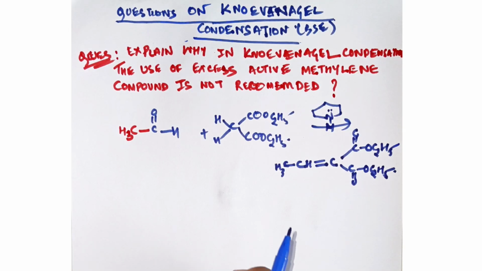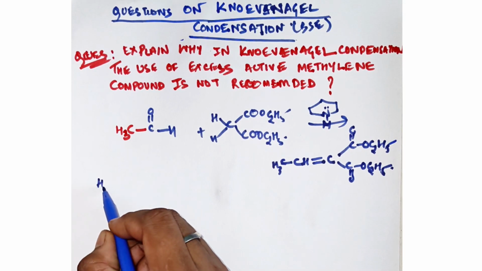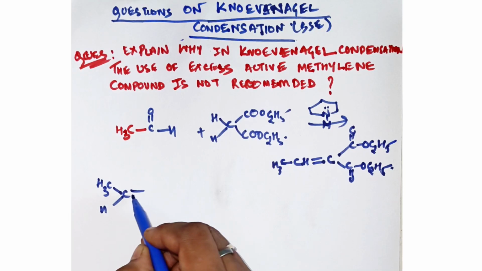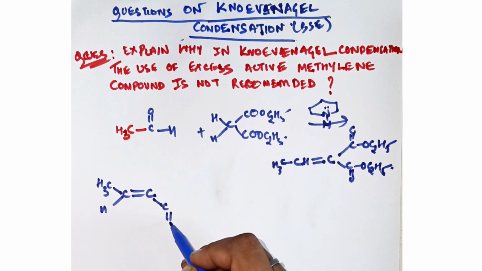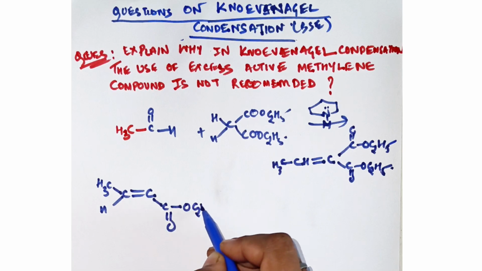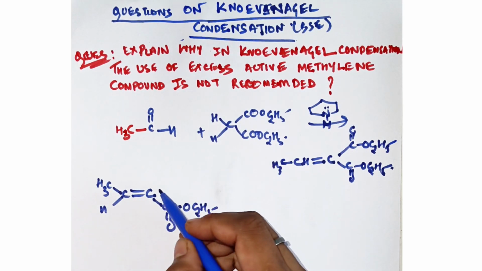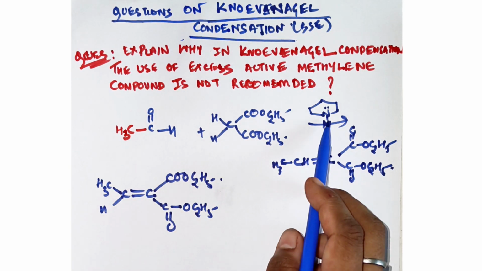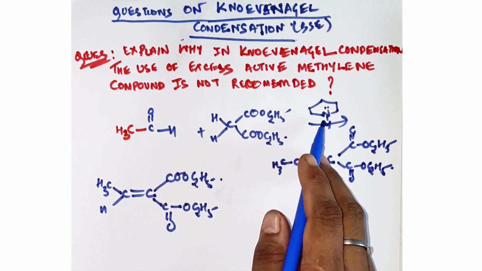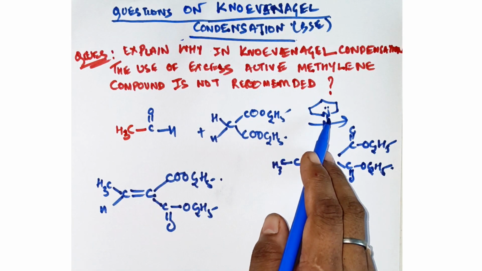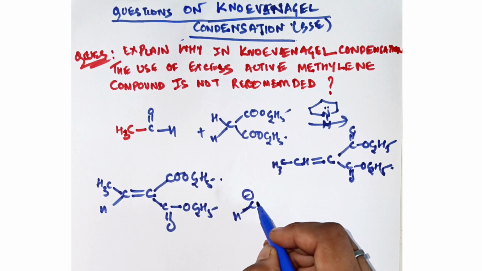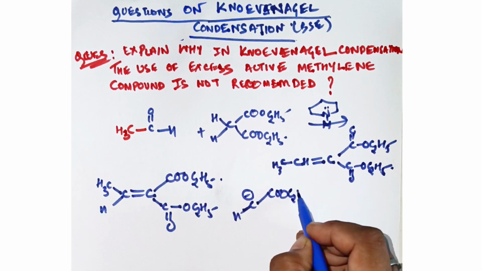But what happens if we use this one in excess? Let's see the mechanism. This is the product which we get through this reaction. Now we are going to use an excess of the active methylene compound with NaOH. What happens if it is in excess? Then another active methylene compound will be forming. If it is in excess, the reaction will continue.